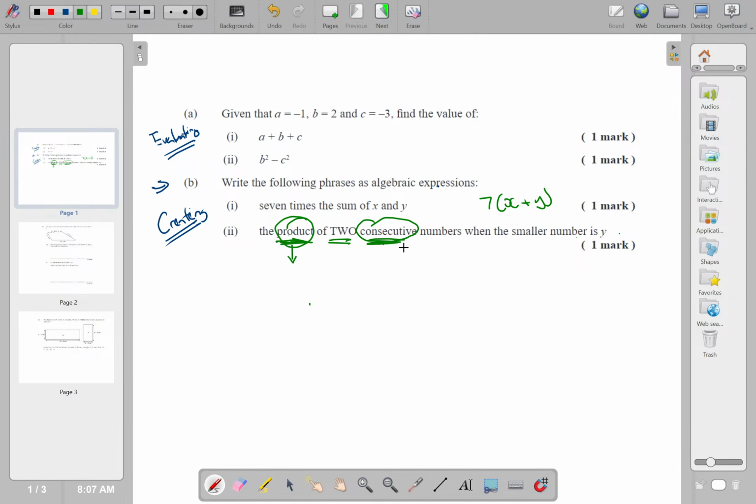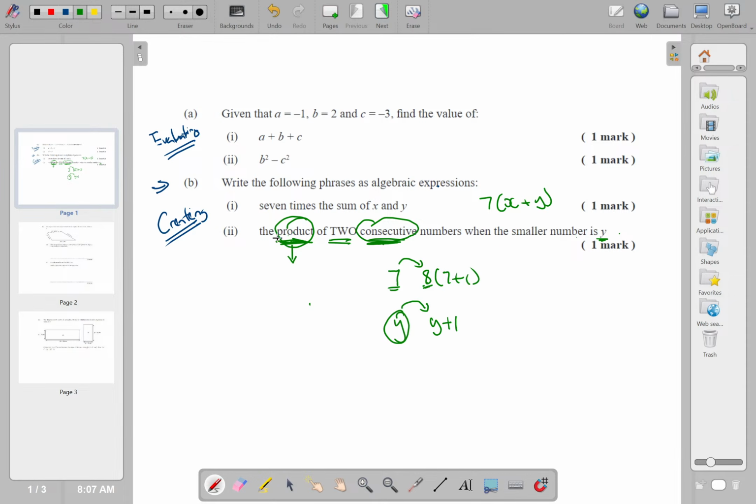So which two numbers do we want? They say the smaller number is y. So what's the next consecutive number after y? If I give you a consecutive number after 7, then I would have 8. How do I create 8? 8 is the number before plus 1. It's the same thing here. This is the smaller number. How would I make the next consecutive number after y? It will be y plus 1.